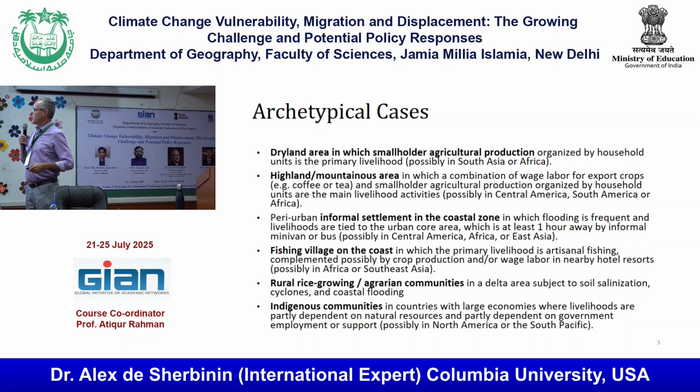Drylands are one case, highland areas are another. Peri-urban areas might be more recipient areas, but they can also be places of onward migration. Sometimes people first arrive in an informal settlement, then they might move elsewhere in a city. Fishing villages on the coast relate to fishing communities. Rural rice growing and agrarian communities in delta areas might be another prototypical case.